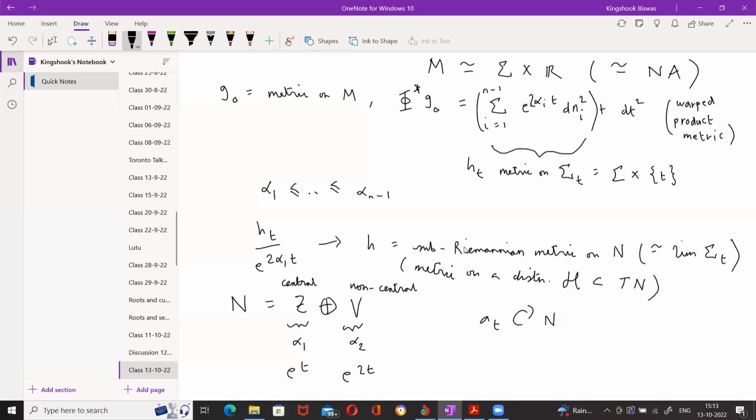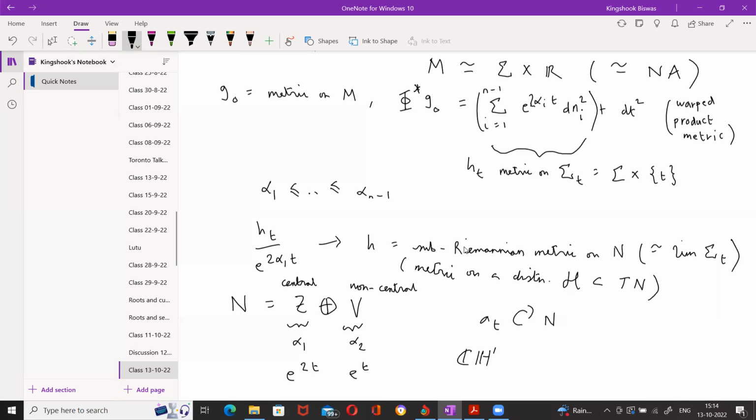Central part, the dilation will be more, right? You can say that in the non-central part, if it is square here, the central part is like that square. So in the central part, if the dilation is e to the 2t, then in the non-central part, the dilation is e to the t, right? So the central part will go to infinity. Exactly. The non-central part will stay finite. Exactly. So that's what happens for CHN.